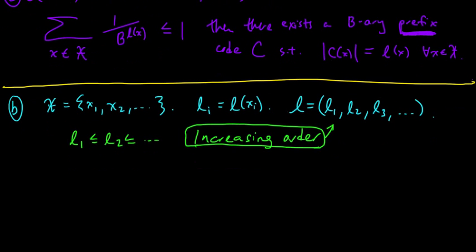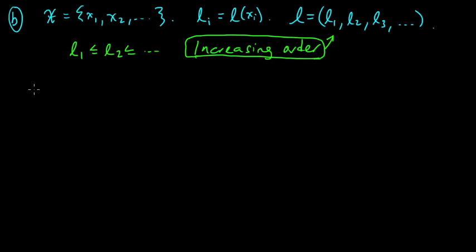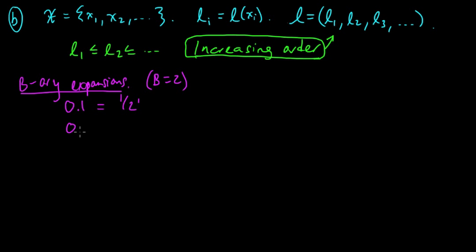Okay, so now the construction is going to use B-ary expansions, and in the case when B is 2, which the examples here will use, this is just binary expansions of fractional numbers. So if you have a number between 0 and 1, we're going to represent it in binary. So here's how we're going to do that. It's just the usual thing, but you may or may not be familiar with it. 0.1 is 1 half, or 1 over 2 to the 1. This is for b equals 2. 0.01 we will use to denote 1 over 2 to the 2. 0.001 is 1 over 2 to the 3, and so on.